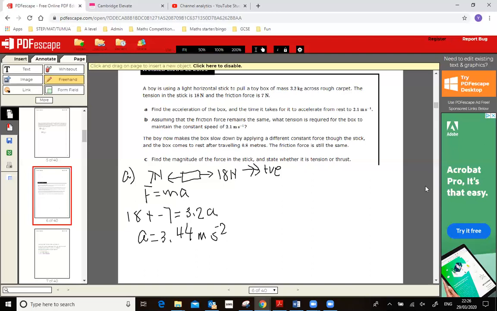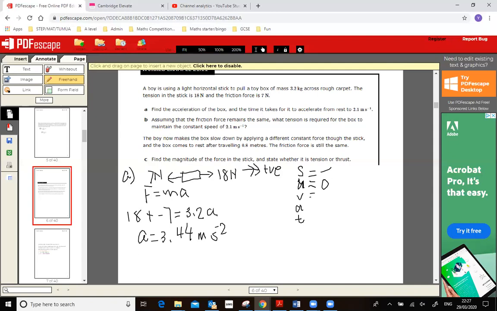Okay, so now I know the acceleration. The question then asks you to work out the time it takes to accelerate from rest to 2.1 meters per second. So we now need to consider SUVAT. Let's write down our S, U, V, A, T. Now, do I know S? Unfortunately not in this case. Do we know the initial velocity or speed? Yes, we start from rest, so that's 0.